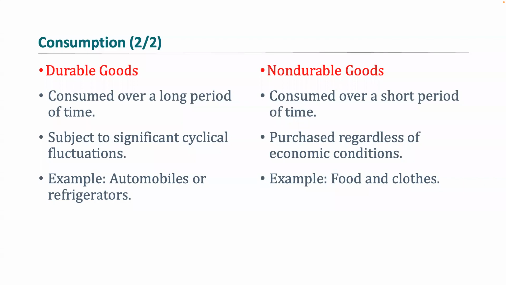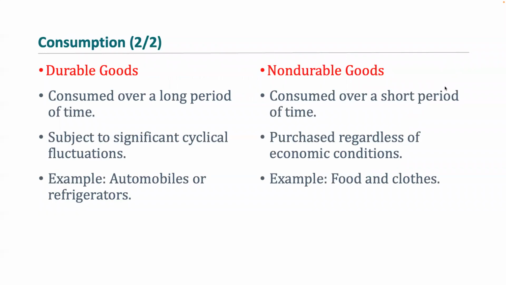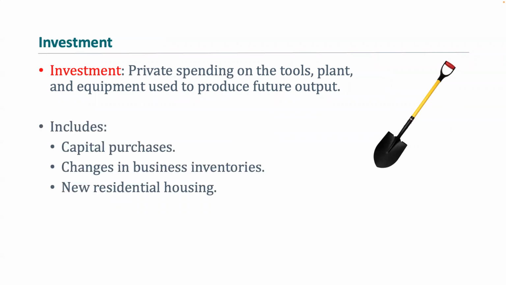Hello, everyone. In this video, we're going to talk all about investment and growth with regards to GDP. So investment is private spending on tools, plant, and equipment used to produce future output. This is things like your capital purchases, changes in business inventories, and new residential housing.